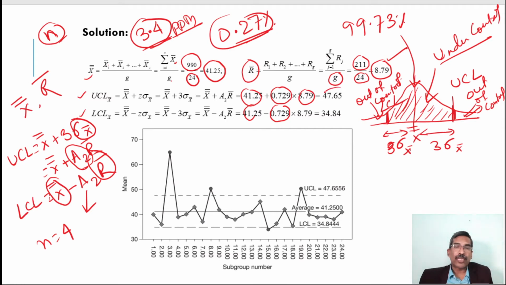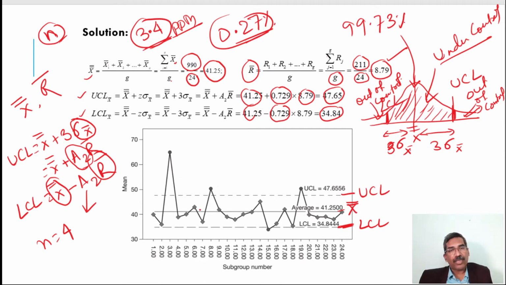Then you can see that this is the upper control limit, 47.65. This is the lower control limit. So here this is the lower control limit, this is LCL, and this is UCL, upper control limit, and this is the X double bar value. This is also known as the center line. Now you can see how many subgroups are out of control.